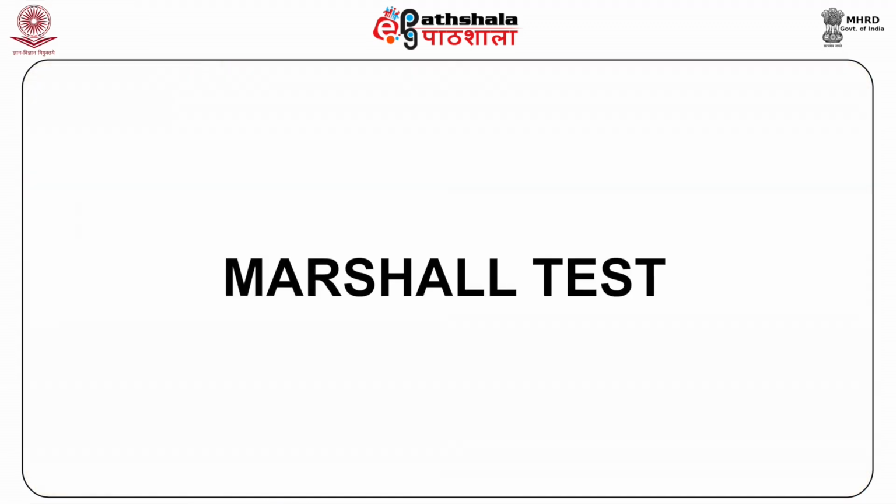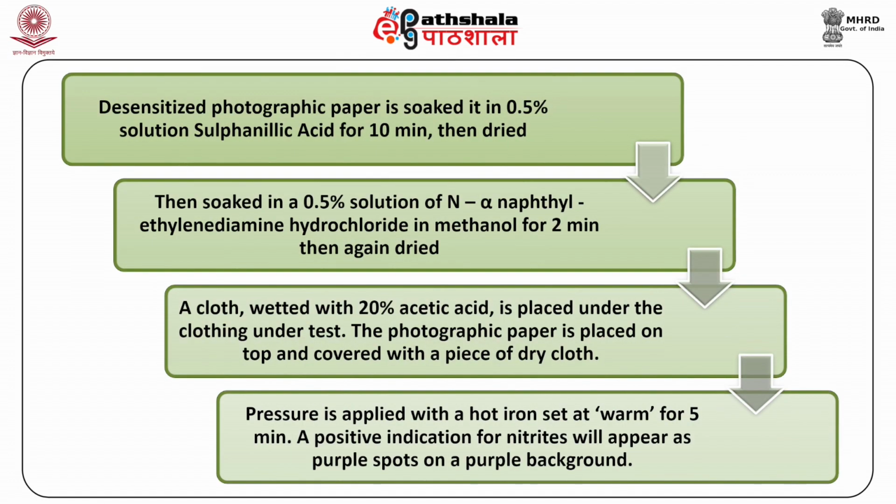Marshall test. The desensitized photographic paper is soaked in 0.5% solution of sulfanilic acid for 10 minutes, then dried. This is then soaked in a 0.5% solution of N-alpha naphthyl ethylene diamine hydrochloride in methanol for 2 minutes, then again dried. A cloth wetted with 20% acetic acid is placed under the clothing under test.